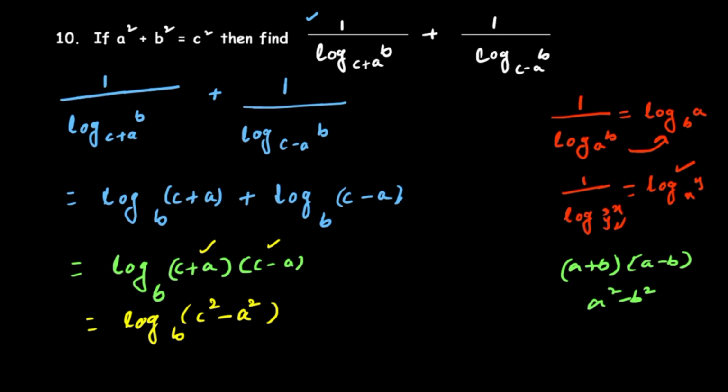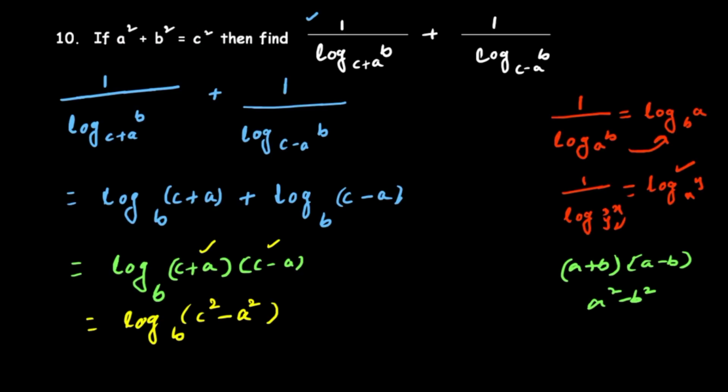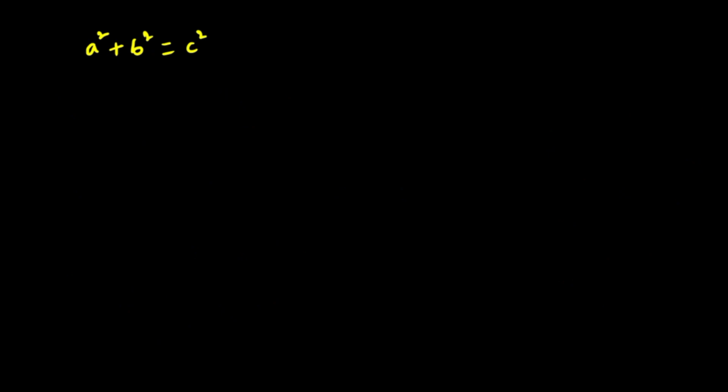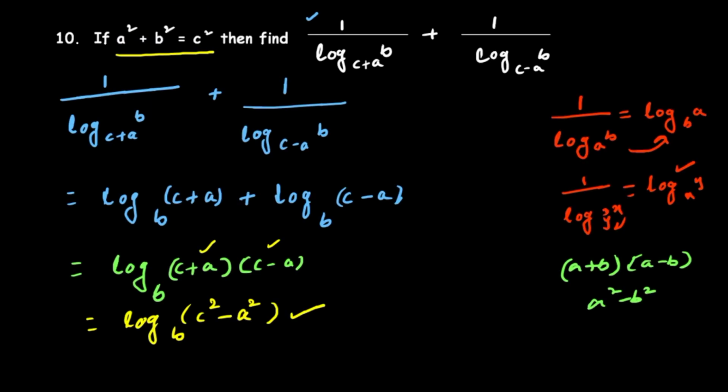Okay, in the next page we'll continue this, but already they gave a square plus b square equal to c square. This is given already in the question, right? But here we have c square minus a square, right? So c square minus a square means we should transpose this one here. Then we get b square equal to c square minus a square, correct? So what is the final step we got there? That is, log c square minus a square base b, correct?